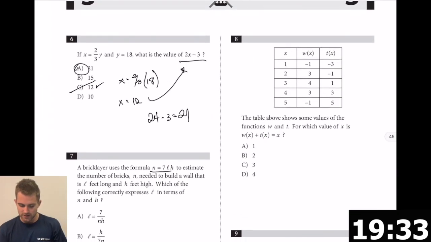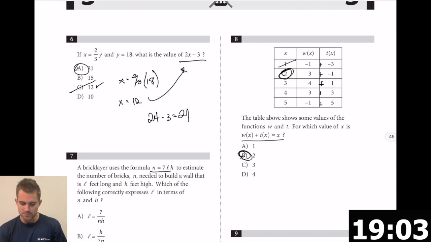The table above shows the values of the functions w and t. For which of the values is w of x plus t of x equal to x? Okay, so basically what we're looking for is if we add these two equations together, which of these gives us the value? So it looks like -1 plus -3 does not equal 1. 3 plus -1 is equal to 2. So for each value of x is equal to 2, right?